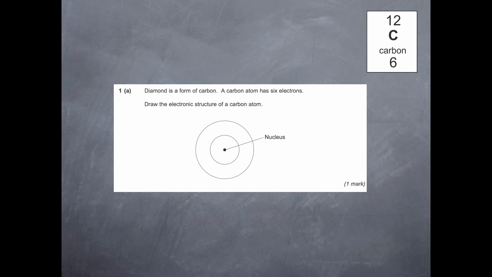Now this particular question informs you that there are 6 electrons in a carbon atom. But if it didn't, always remember the atomic number on the periodic table shows the number of electrons in each atom. The second thing to remember is the number of electrons that can fit into each shell. 2 of carbon's 6 electrons will fit into the shell closest to the nucleus, and the remaining 4 will therefore go into the second shell. So your answer should look something like this.